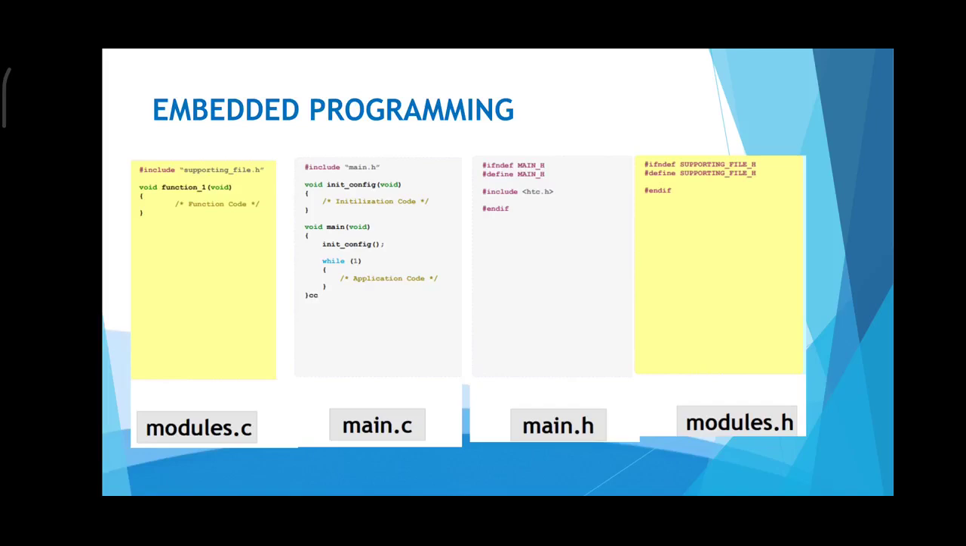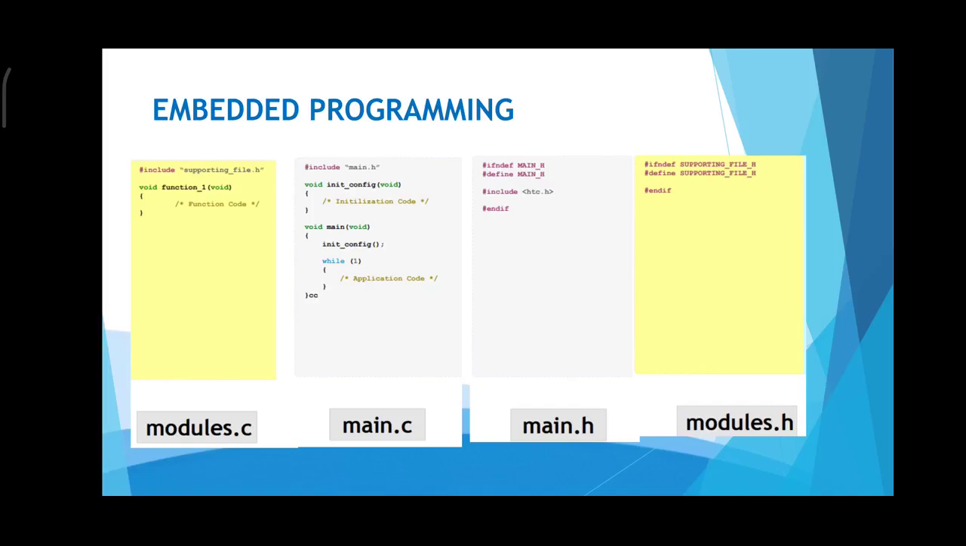Second is main.c, the main program. This file contains the entry point of the program. It includes main.h, which provides necessary definitions and declarations. Init_config is a function for system initialization, for example configuring GPIO pins, timers, and interrupts. Main calls init_config to initialize the system, then enters the infinite loop while(1), where the main application logic executes.